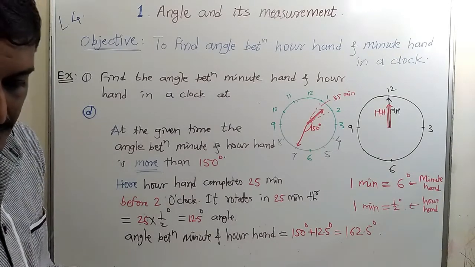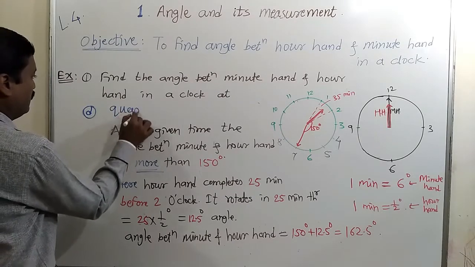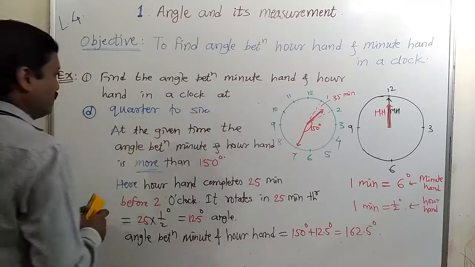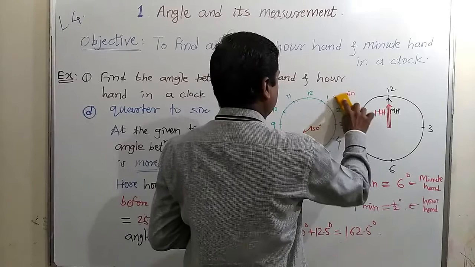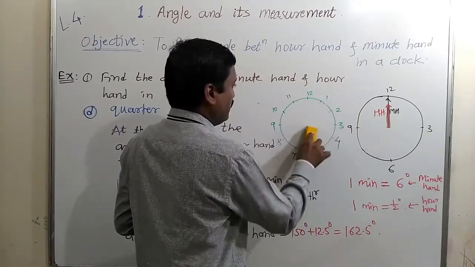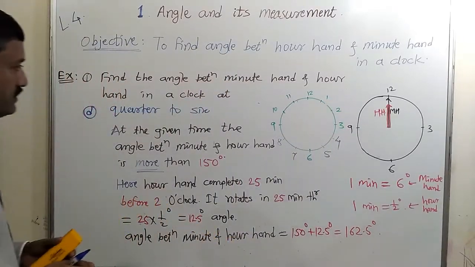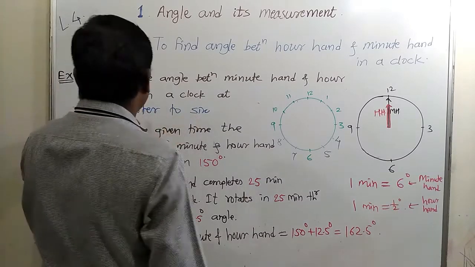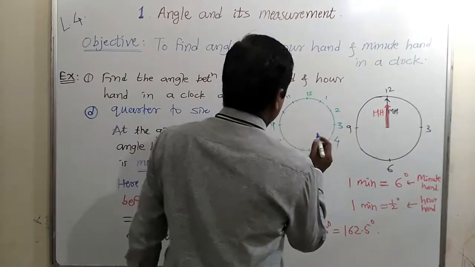Example number D, quarter to 6. Let us see the position of minute hand and hour hand when the time is quarter to 6. Quarter to 6 means 15 minutes less for 6.